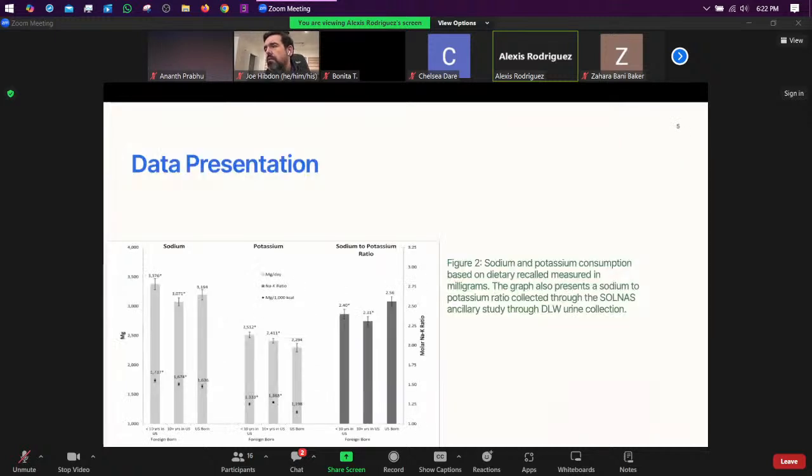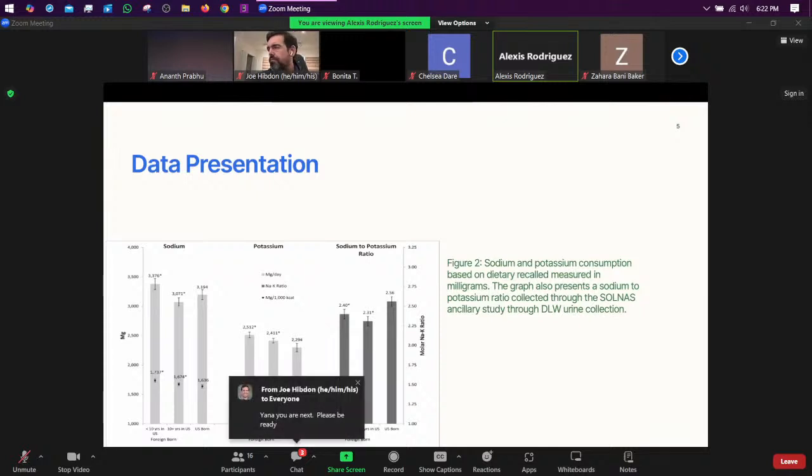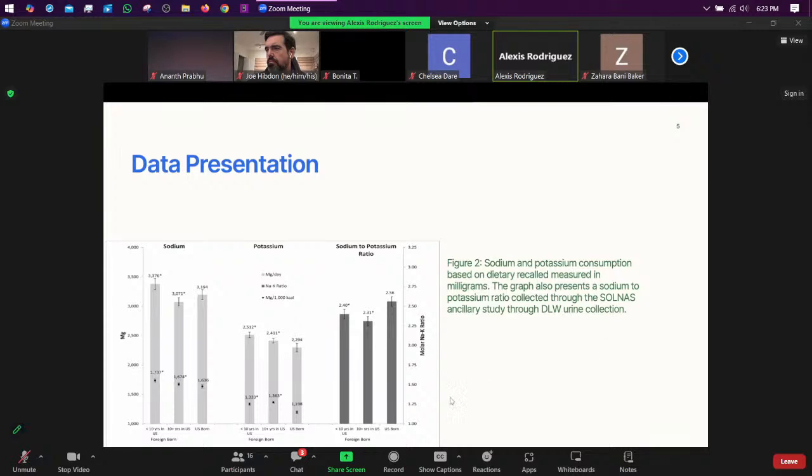And then as we go into the first data set, we can see this bar graph that shows just how potassium and sodium are accumulated in a diet per day. From these samples, we are getting that information based on a 24-hour dietary recall that was conducted at the baseline of this entire study. And then on the far right column, we see a sodium to potassium ratio that was collected through urine, through double labeled water, which is used in medical studies to really narrow down ions that are excreted in urine, in this case, sodium and potassium.